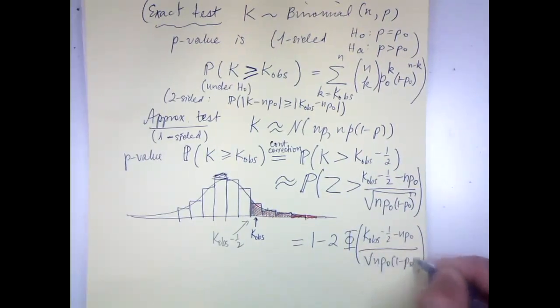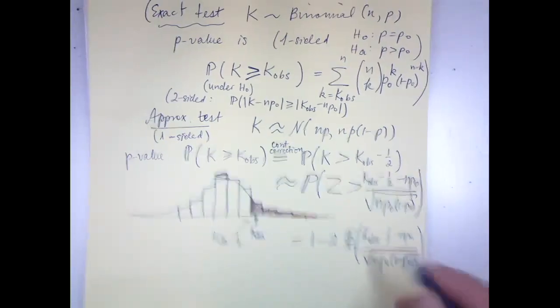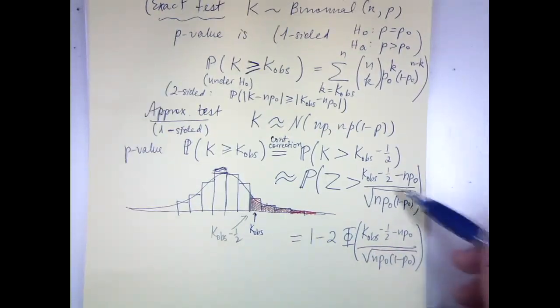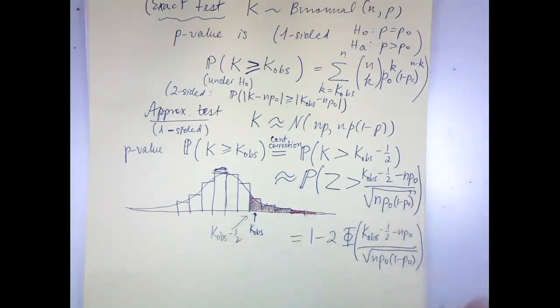Now, it's not a disaster if you forget the half. In fact, it's almost the same for large n, and it's not always even better to do this. But as a general rule, for a single proportion, you might as well do that correction.